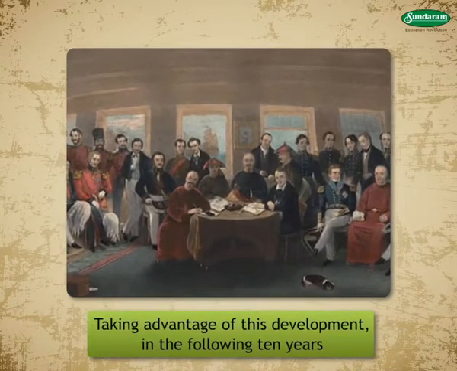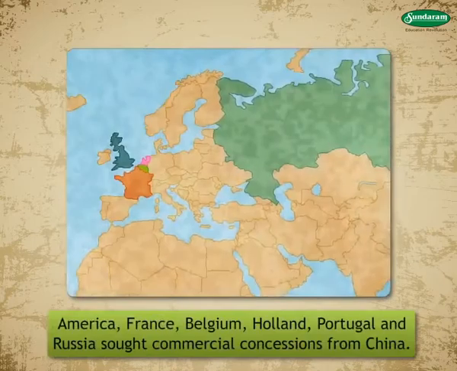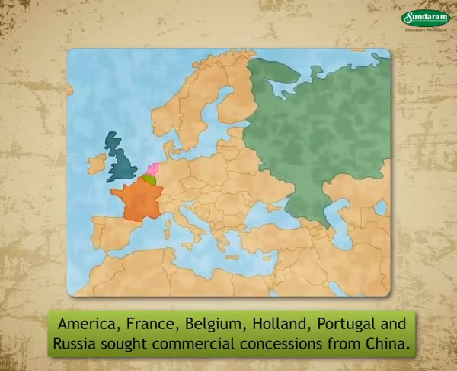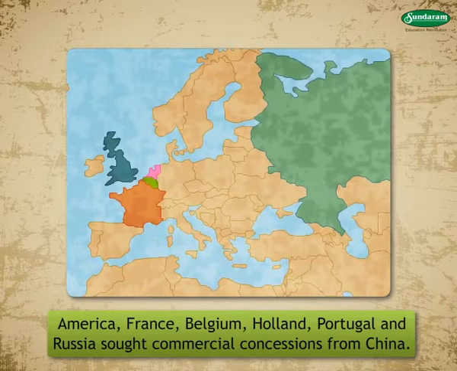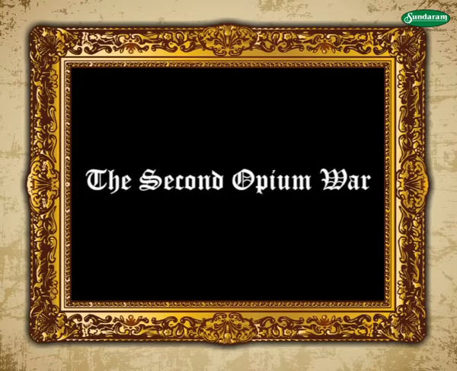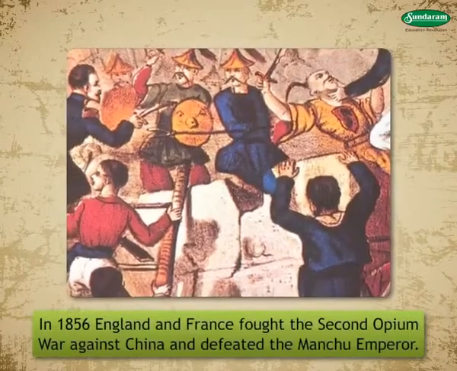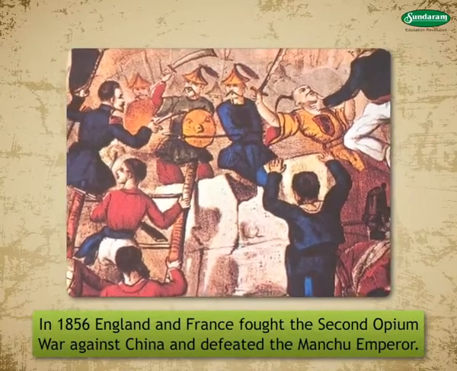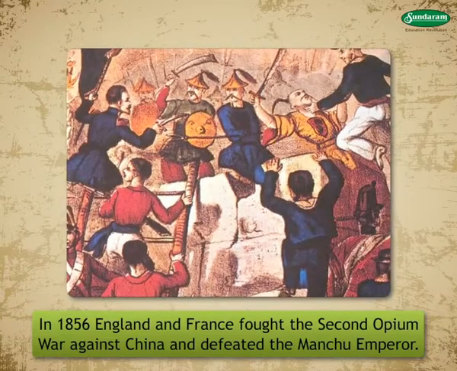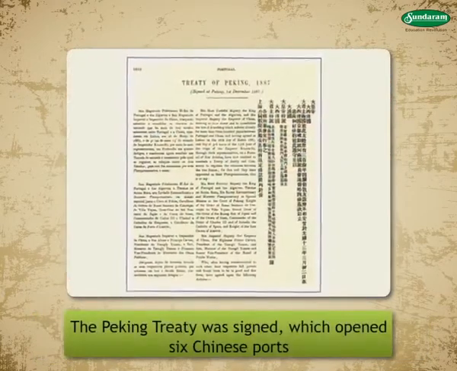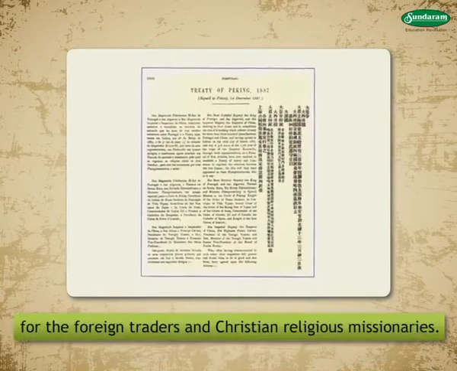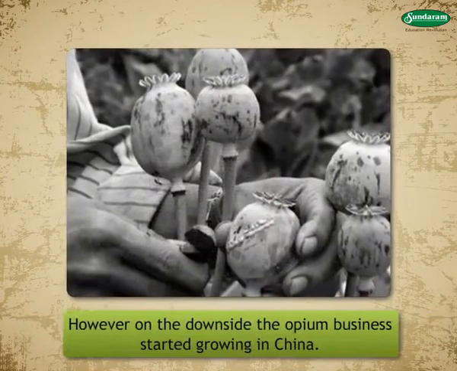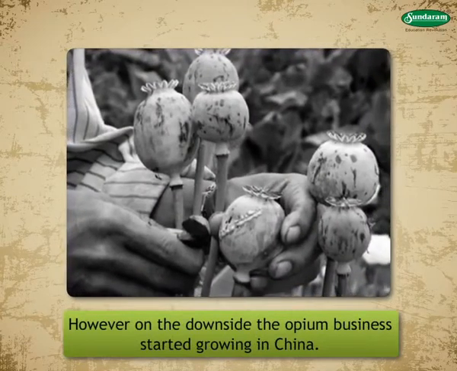Taking advantage of this development, in the following 10 years, America, France, Belgium, Holland, Portugal, and Russia sought commercial concessions from China. The Second Opium War. In 1856, England and France fought the Second Opium War against China and defeated the Manchu Emperor. The Peking Treaty was signed, which opened 6 Chinese ports for the foreign traders and Christian religious missionaries. However, on the downside, the opium business started growing in China.